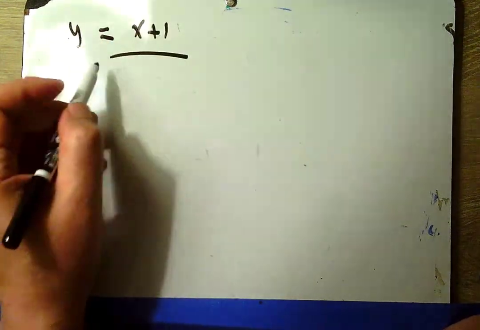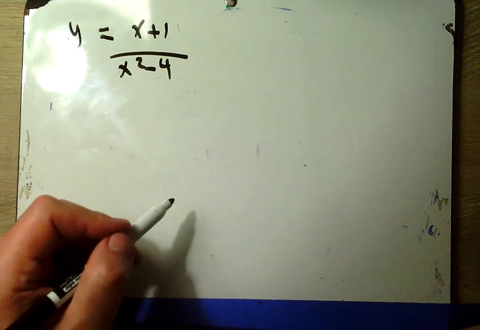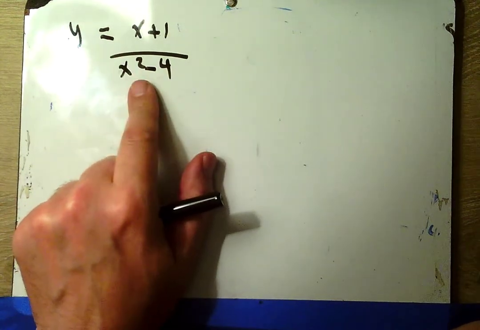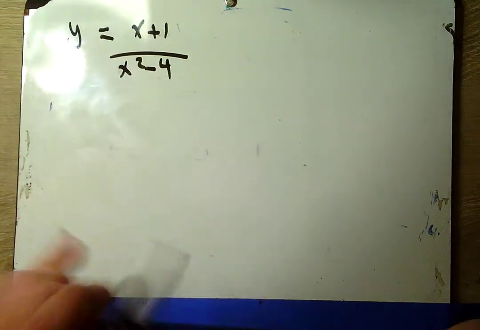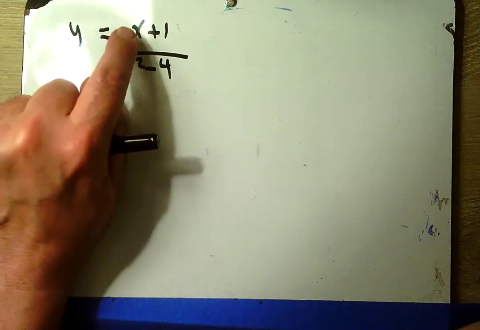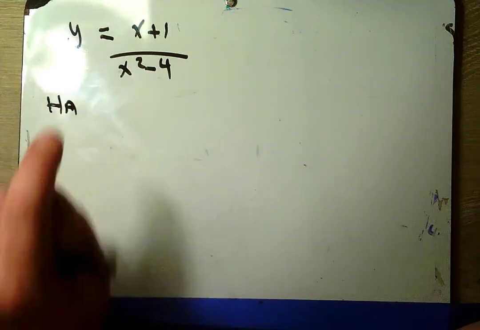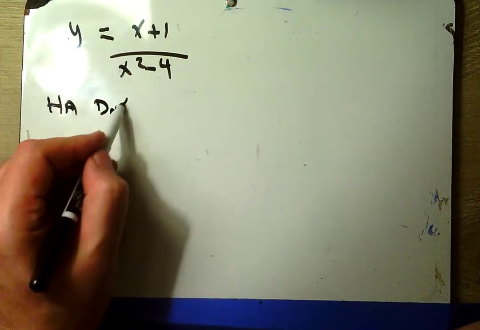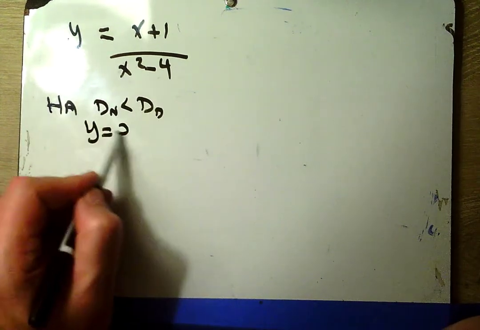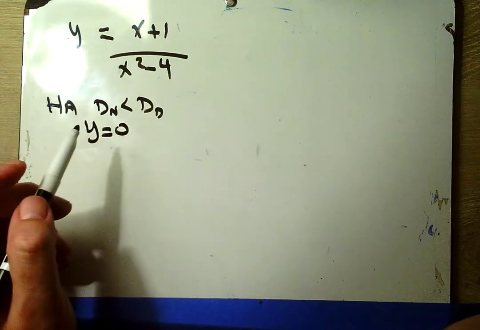Next. What happens if we have something like this? Y equals x plus 1 over x squared minus 4. Now, this is different because, that's right, we've got this higher degree in the bottom than we do in the top. So we already know that the horizontal asymptote, because the degree up here is 1 and the degree down here is 2, when the degree of the numerator is smaller than the degree of the denominator, that's when we have y equals 0. Cool.